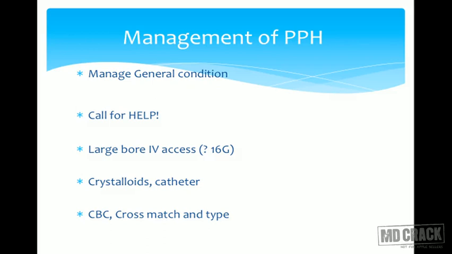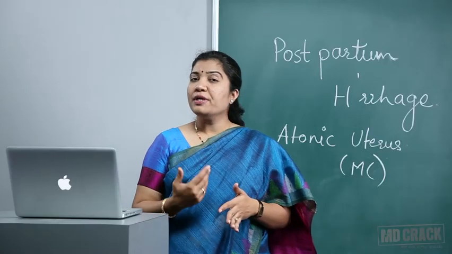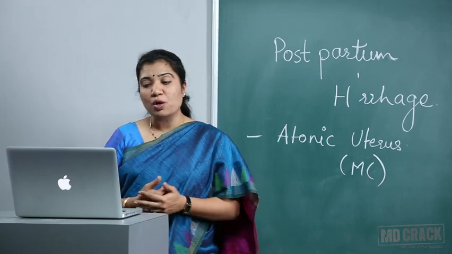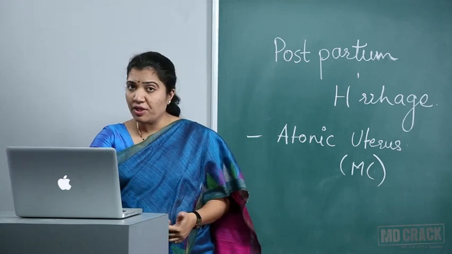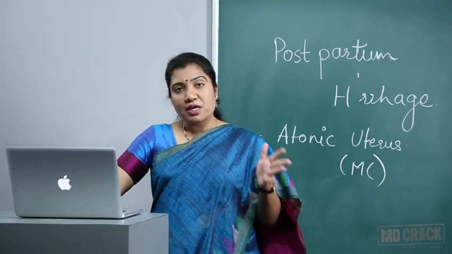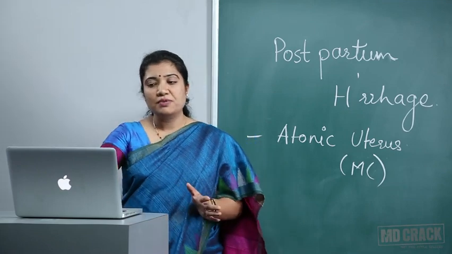Call for help. A large bore IV cannula is a must, preferably on both sides, if not, at least on one side. Start pushing crystalloids till the blood gets arranged. Put in a catheter that will tell you how the kidneys are functioning, how is the output. Immediately send blood for hemoglobin. Cross-matching and Rh typing must be done before the patient delivers.